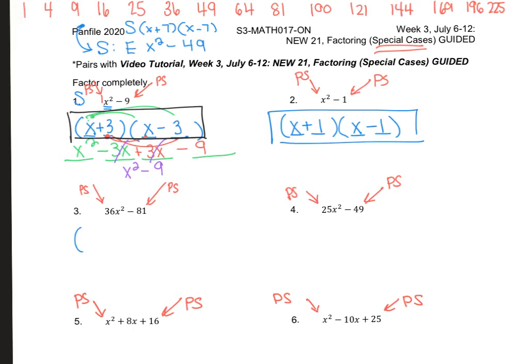All right, number 3. Set up our parentheses, 2 terms in each. 36x squared, so we're going to take the square root of both of those. 36 gives us 6 and 6. X squared gives us x and x. The square root of 81 gives us 9 and 9. And again, to get all of our middle junk to knock out, we get plus and minus.